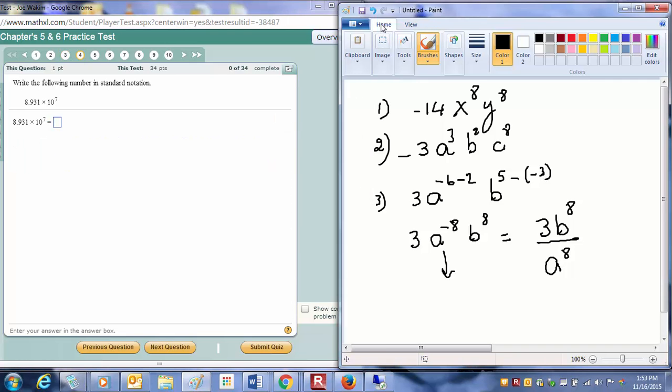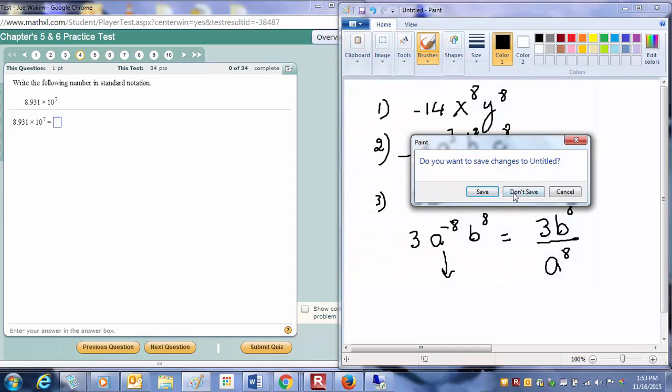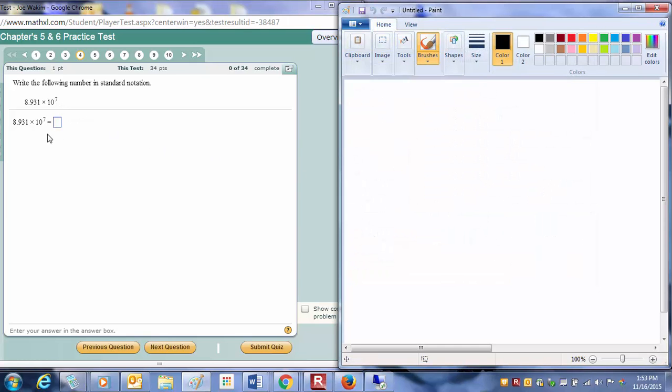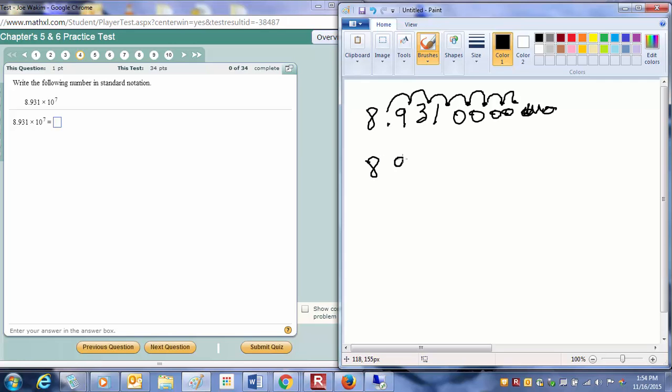Let's move to number 4. Number 4, we have to change the scientific notation to standard notation. Multiplying by 10 to the power 7, we have to move the decimal 7 digits to the right. So here we go, 9, 3, 1. Let's add some zeros here. Then we're going to move the decimal 1, 2, 3, 4, 5, 6, 7. And so we don't need those zeros. So the answer would be 8, 9, 3, 1. And then 1, 2, 3, 4.